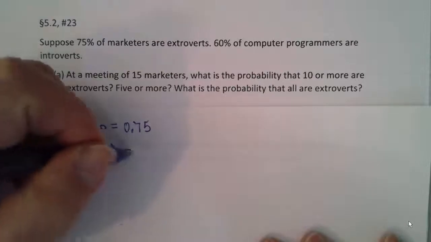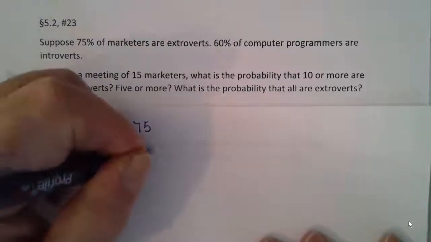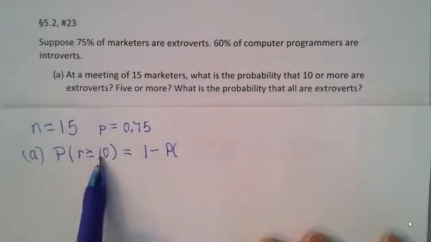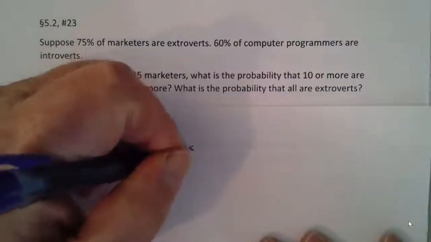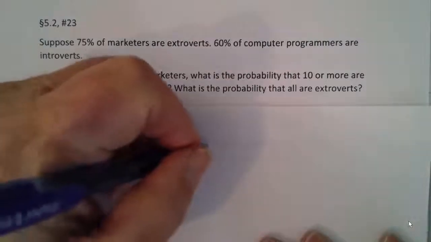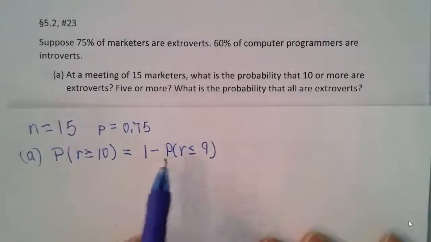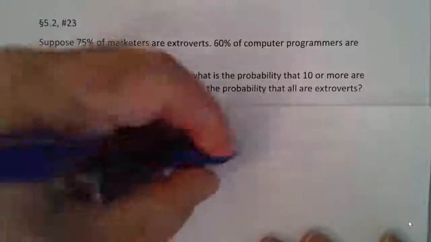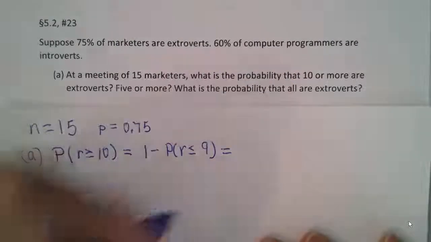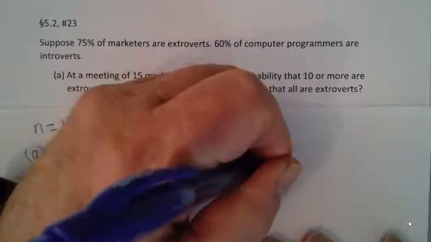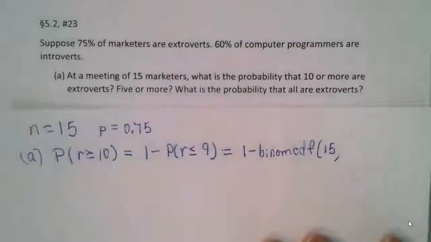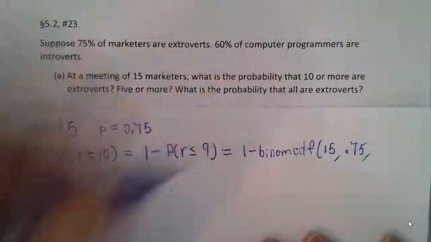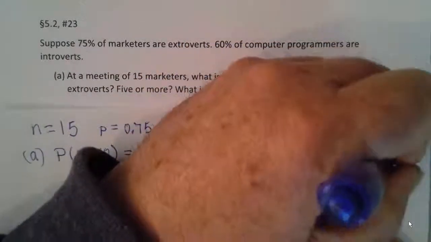So we'll do this again by complements. Why? Because we have a calculator function. We don't have a calculator function that will get us the probabilities for 10 plus the probability plus 11, etc. through 15. But we do have one that will start at some particular point and then count down. So 1 minus the probability that r is less than or equal to 9, and of course that is the binomial CDF function. Number of trials is 15. Probability of success 0.75, and we're interested in 9 or fewer here.